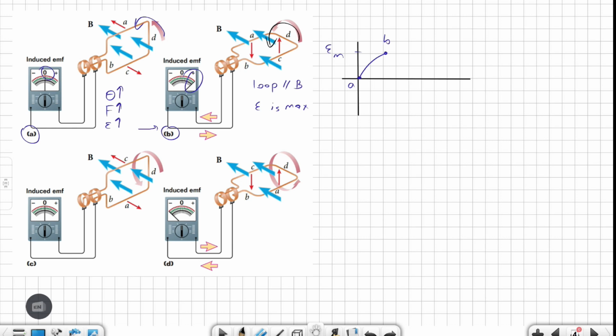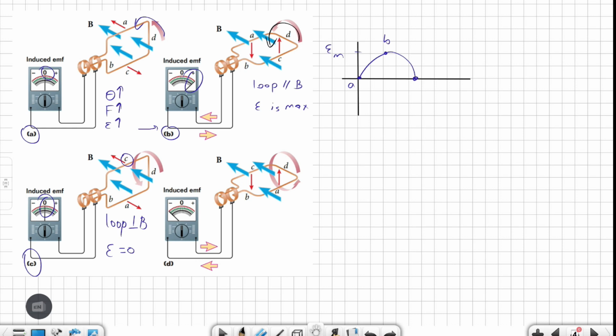The loop will continue to rotate. So theta at this time decreases, force decreases, EMF will decrease until it reaches point C, which will become 0 again because the loop here will be perpendicular to the magnetic field. Induced EMF will also be equal to 0. Pay attention to point C and point A.